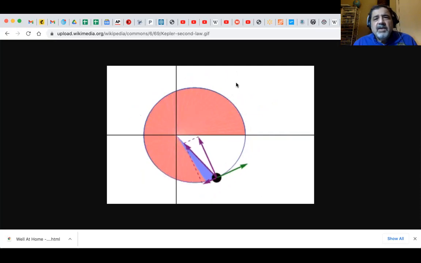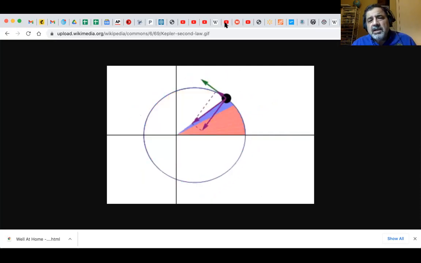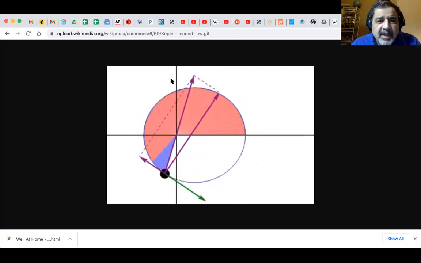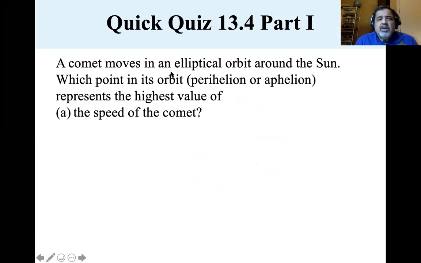Okay, now that we've done that, let's go back to the slide and look at this quick quiz. A comet moves in an elliptical orbit around the sun. At which point in its orbit, the perihelion or aphelion, represents the highest value of the speed of the comet?